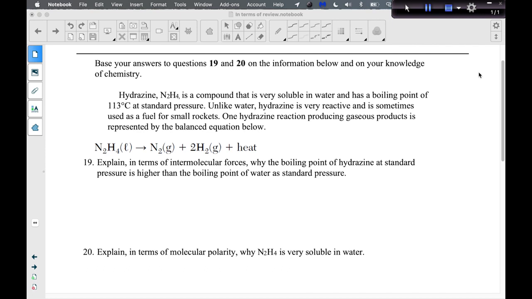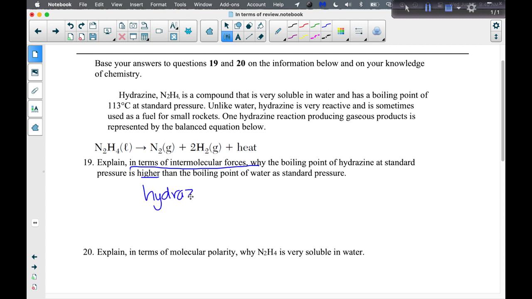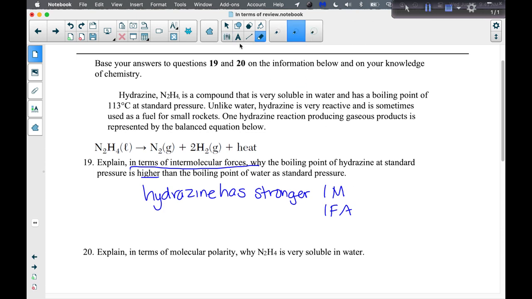For 19 and 20, there's that reading that you can pause to read, but it says in terms of intermolecular forces, why the boiling point of something is higher than the other. You would say that if hydrazine's boiling point is higher, hydrazine must have stronger intermolecular forces of attraction. Some people say IMF, some people say IFA. Whichever one your teacher uses is fine. But either way, higher boiling point means stronger intermolecular forces.